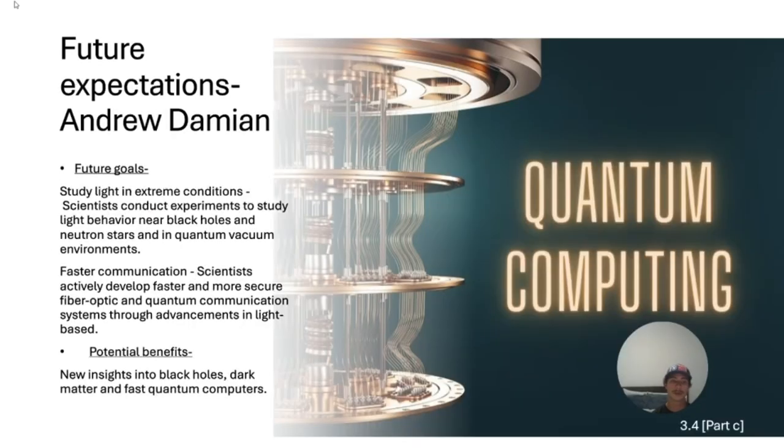Some of the future goals are to study light in extreme conditions. Scientists conduct experiments to study light behaviors near black holes and neutron stars and in quantum vacuum environments. Another goal would be faster communication. Scientists actively develop faster and more secure fiber optic and quantum communication systems through advancements in light. Some of the potential benefits are new insights into black holes, dark matter, and faster quantum computers.